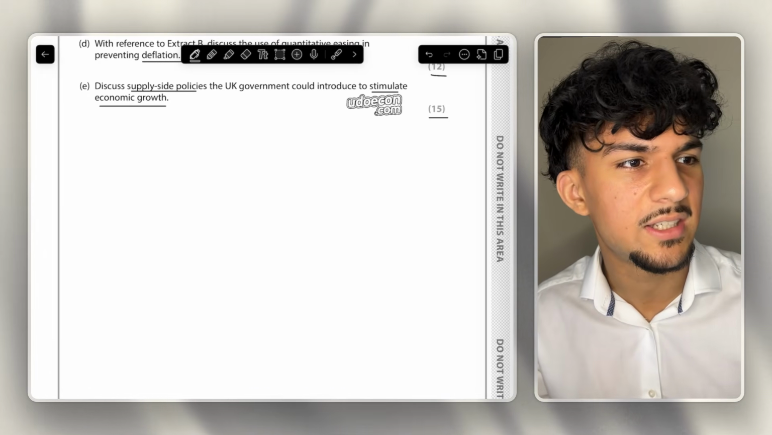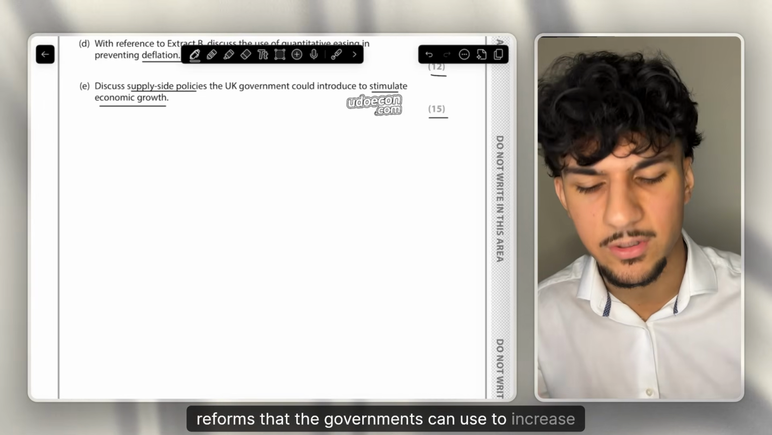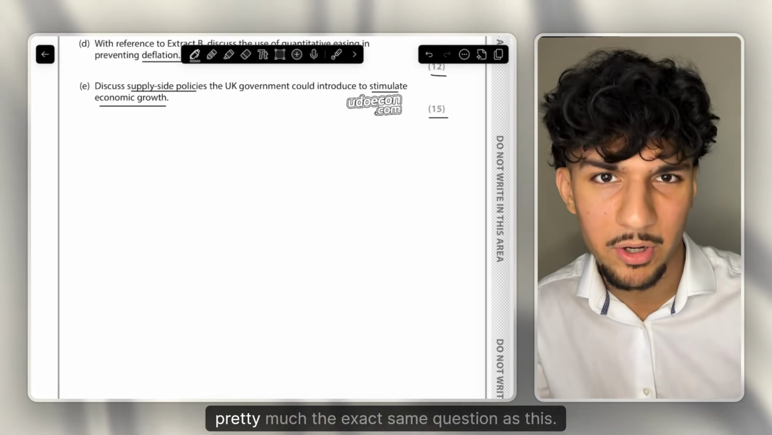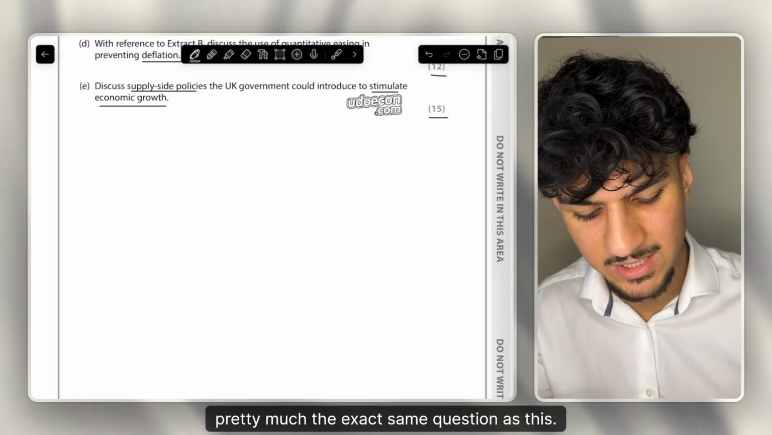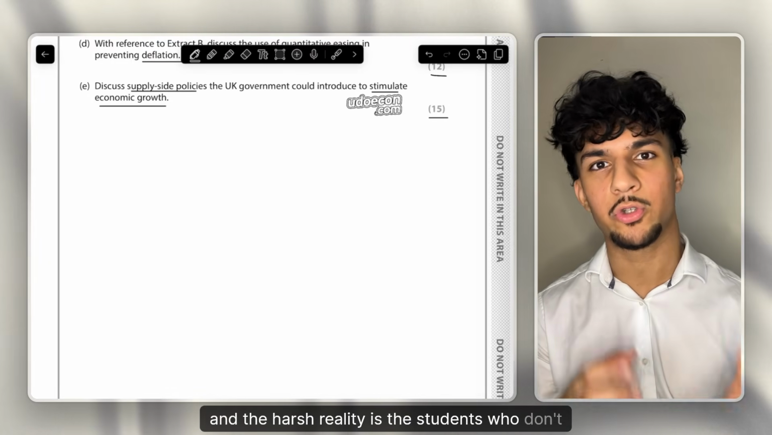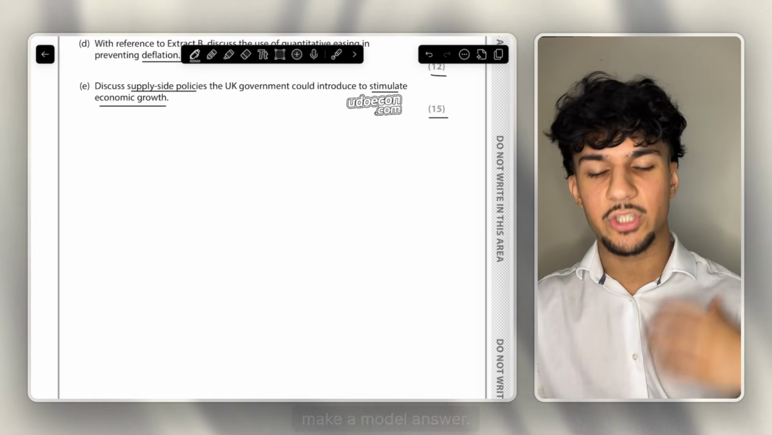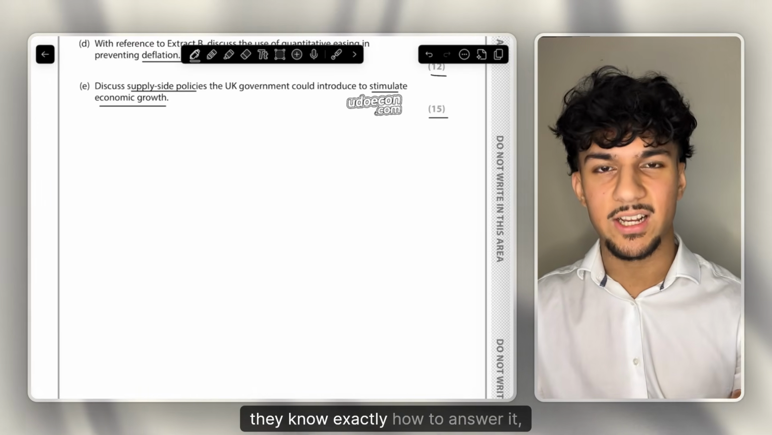Then 2017, discuss looser fiscal policy and supply side reforms that the governments can use to increase economic growth. So 2017, pretty much the exact same question as this. This is why you need to go through these past papers. And the harsh reality is the students who don't attempt these past papers, who don't try to write these essays, make a model answer, so if this question comes up again, they know exactly how to answer it.